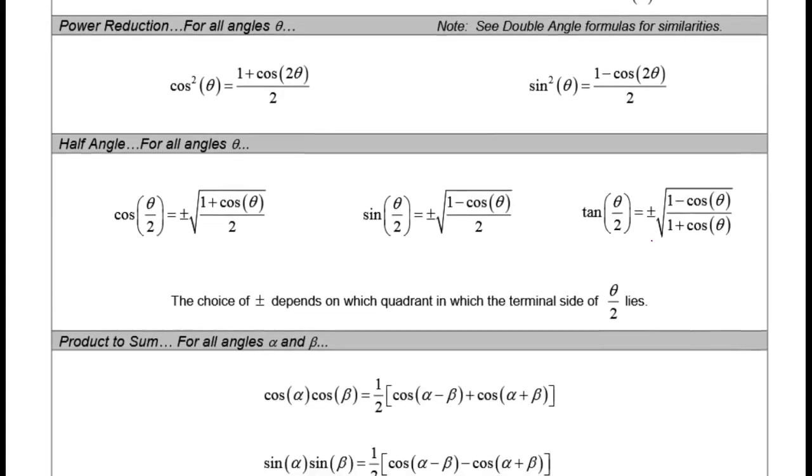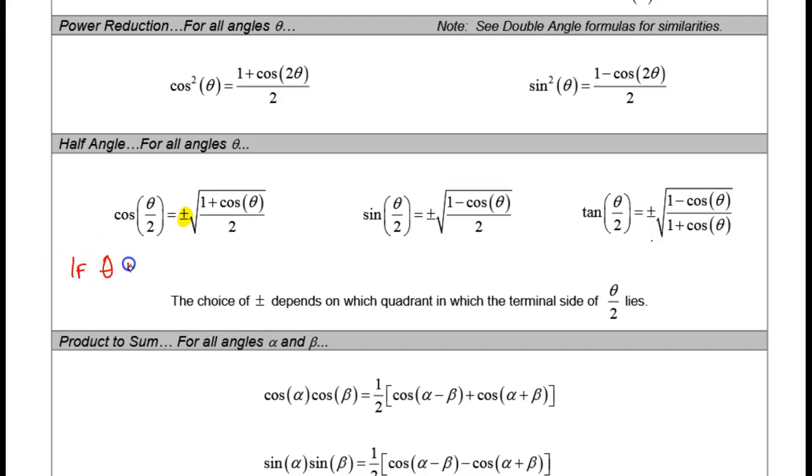Half angle formulas. Yeah, take a look at these half angle formulas. We've got three different ones. I'm not going to make you memorize any of those. I'll give you any of those that you would need on a test, but these are worth talking about because right here there's a plus or minus. That means I have to make a choice, and it says the choice of plus or minus depends on which quadrant the terminal side of theta over 2 lies. Okay, so I'm just going to make a couple notes here about that.